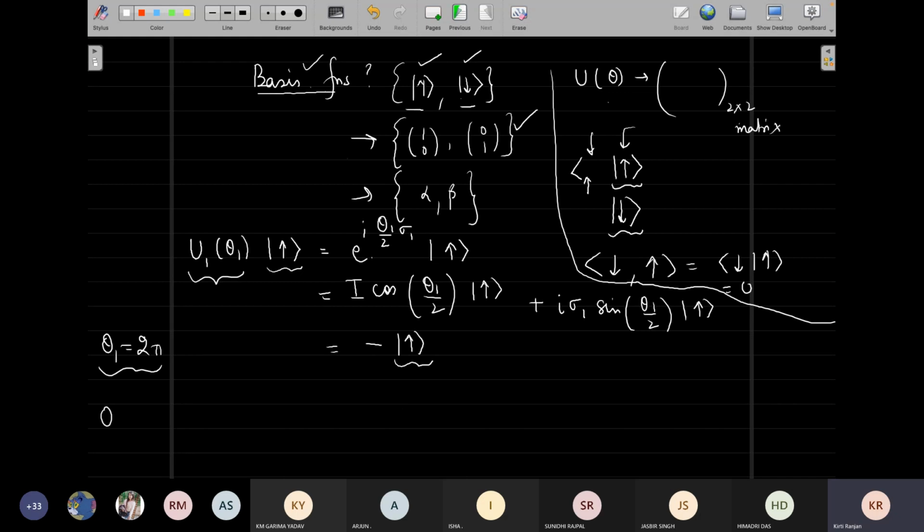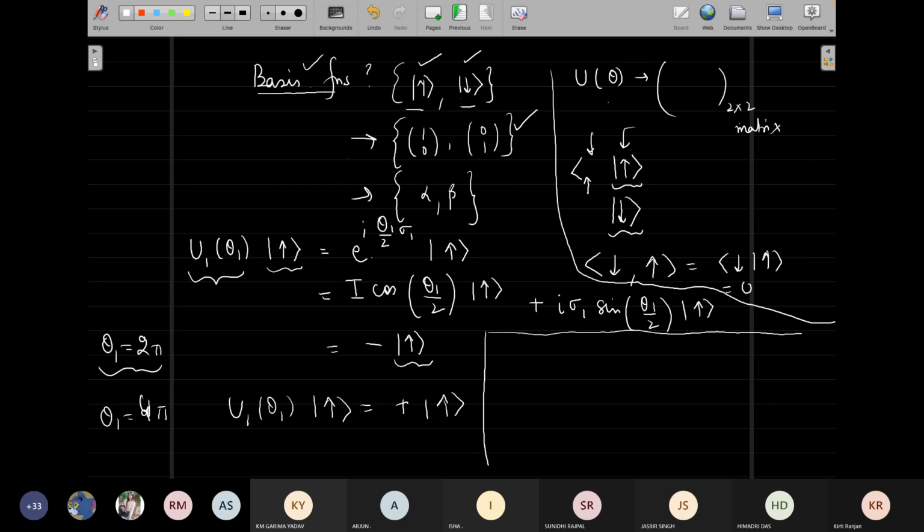That's interesting. Okay, let me just put theta 1 equal to 4 pi instead of 2 pi. What will be U1 theta 1 acting on this state? Same, right? So what do you understand from this? What is the angular range of theta 1 in SU2? 0 to 4 pi.